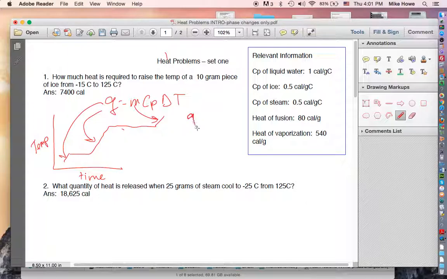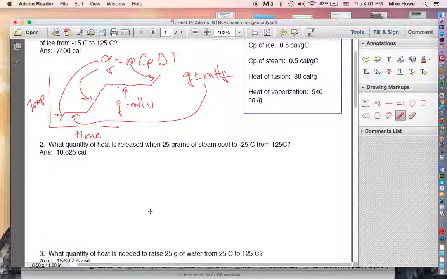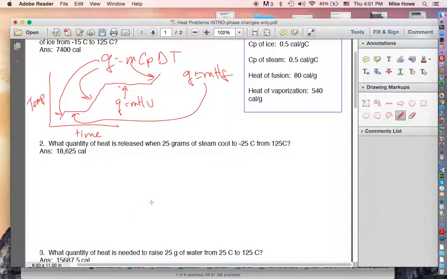The second formula that we had was Q is equal to mass times heat of fusion. That formula applies right here. So anytime there is a melting or a freezing process, this formula applies, mass times heat of fusion. And then the third and final formula, Q is equal to mass times heat of vaporization, that one applies right there.